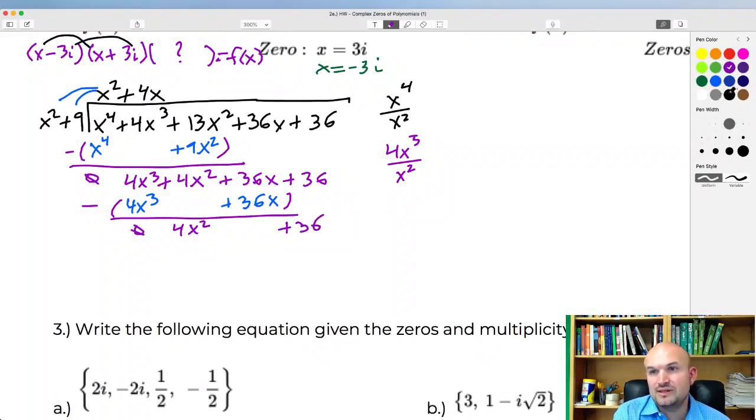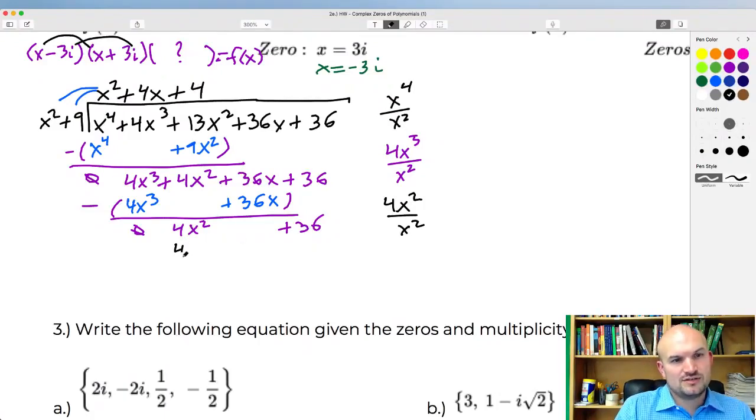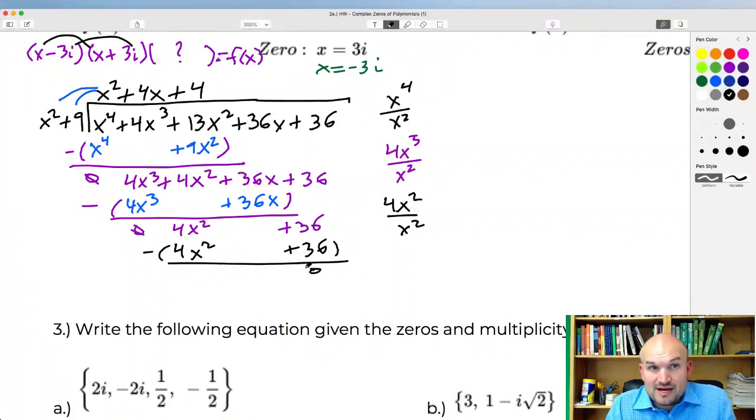Okay, so now we do it one last time. X squared divides into 4x squared. So 4x squared divided by x squared, you can see is positive 4 times. 4 times x squared is a 4x squared. And 4 times 9 is a positive 36. So when we subtract the rows, you guys can see that we get 0. So perfect, right? We know it's a factor and it's going to divide into it.